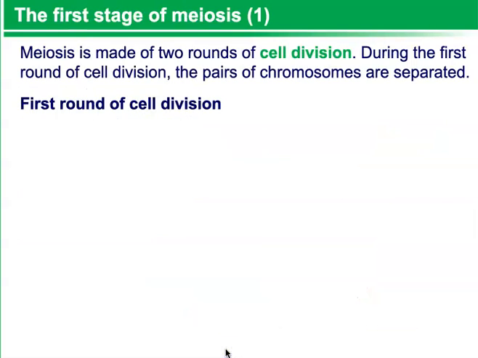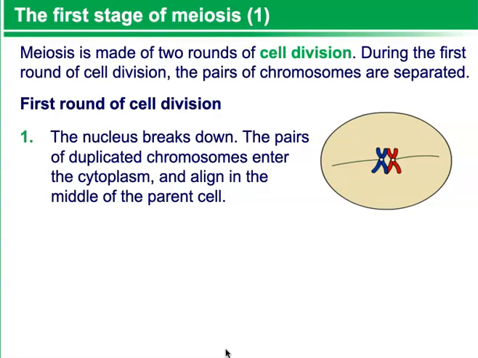The first stage of meiosis. Meiosis is made of 2 rounds of cell division. During the first round of cell division, the pairs of chromosomes are separated. The nucleus breaks down. The pairs of duplicated chromosomes enter the cytoplasm and align in the middle of the parent cell.